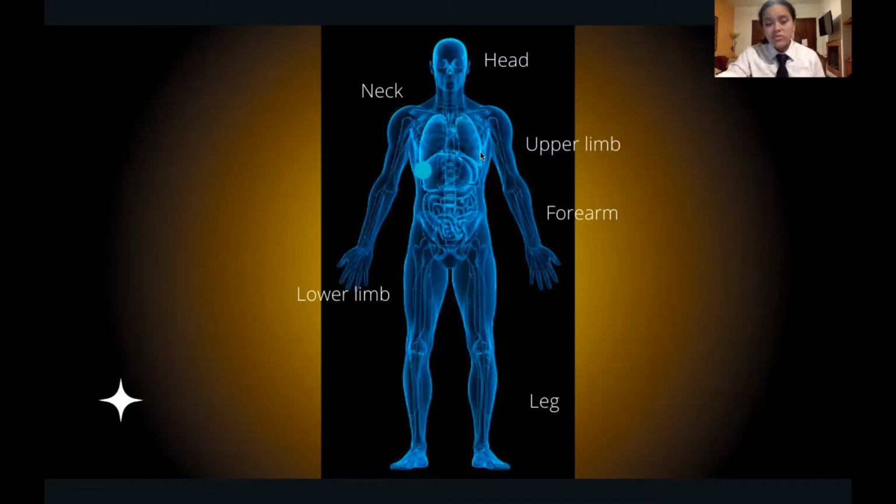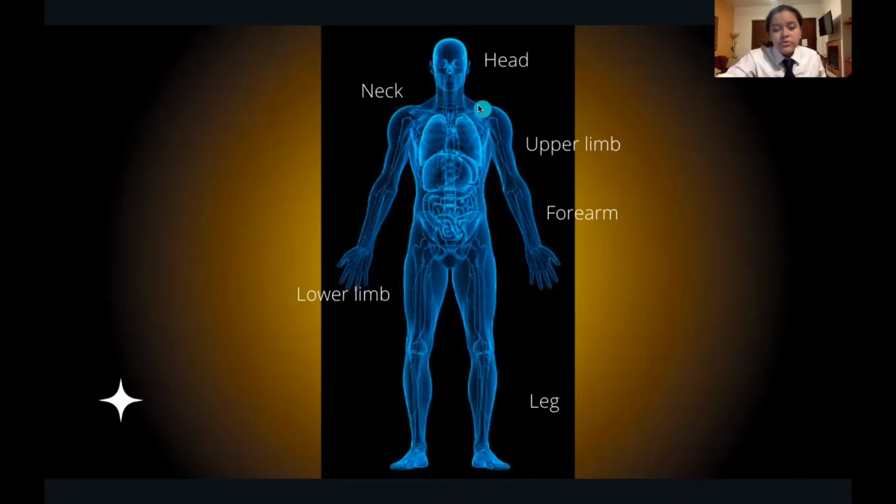Then, next to the trunk, we have the upper limb and the forearm. The upper limb is attached to the trunk, and it consists of the armpit, the shoulders, and the elbow. Then we have the forearm. Here we have the wrist and the hand.